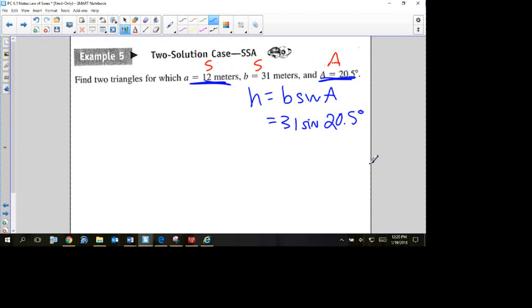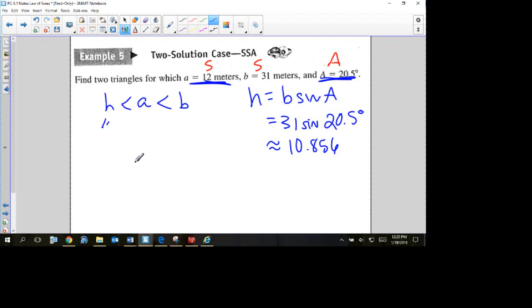Last year I assumed that you get it and I didn't explain it as much as I just did right now. Okay, so we type that in, and what did you get? 10.856, almost 10.9. Then you look at that chart and find out that A is less than B, but A is also greater than H.